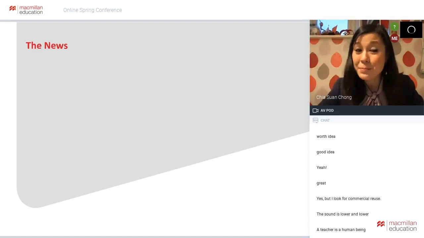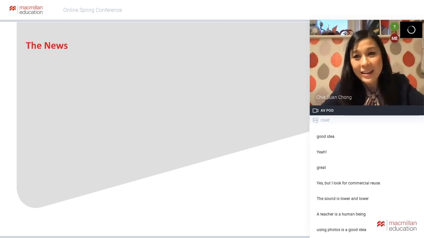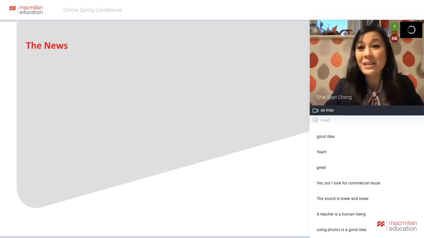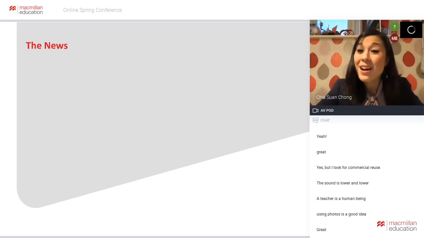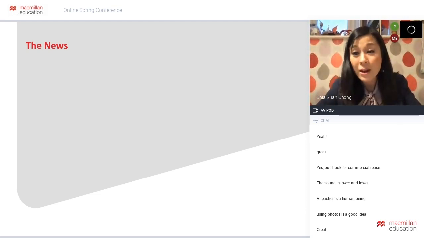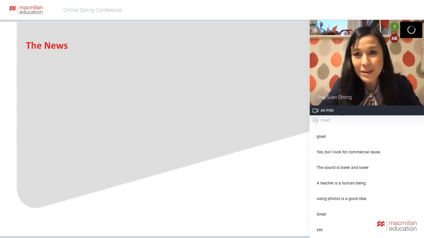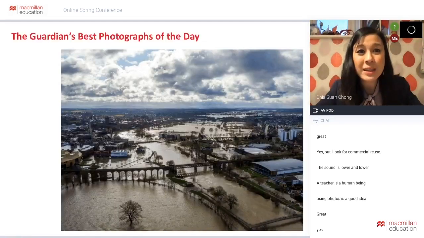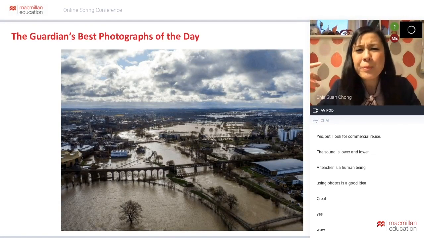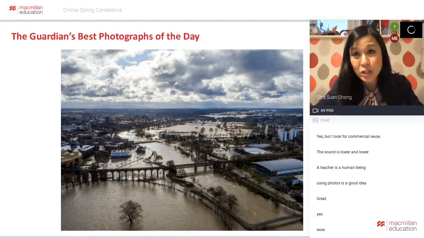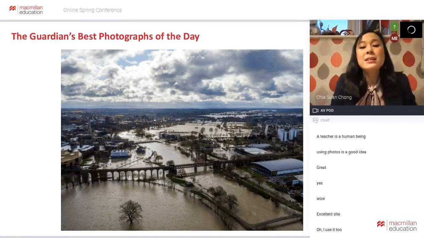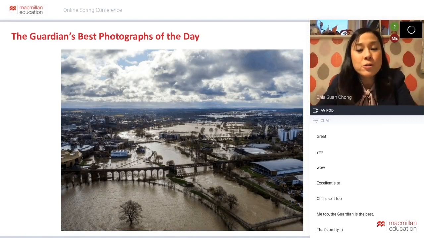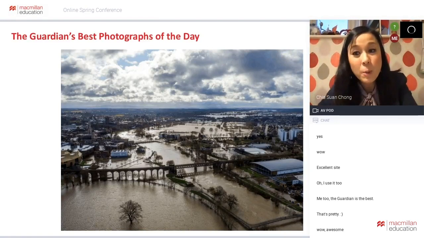So here are some examples. One of the things you can do online is search for photos related to the most current news, to make things contemporary. Of course, the news in your country might be different, but because I'm based in the United Kingdom, the one I really enjoy using is The Guardian's Best Photographs of the Day. You can find this easily. The Guardian, which is a newspaper in the UK, has a website specially just for the photographs they use for their top news items.